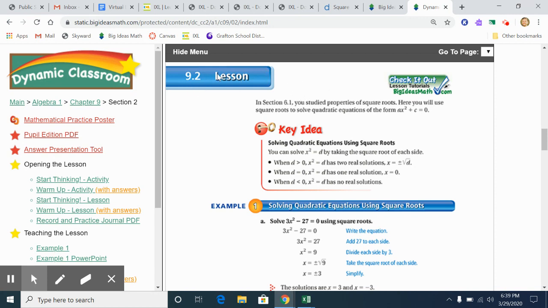All right, so here's the lesson. Again, like I've always said, get a notebook out and maybe take notes while I talk, and try some of the on your own problems throughout the lesson.